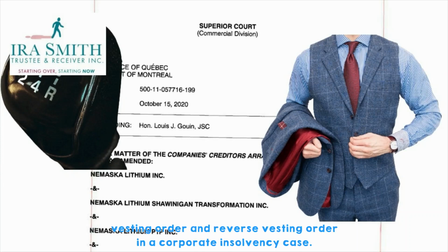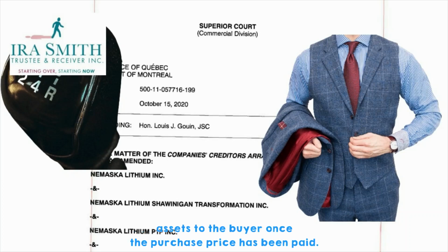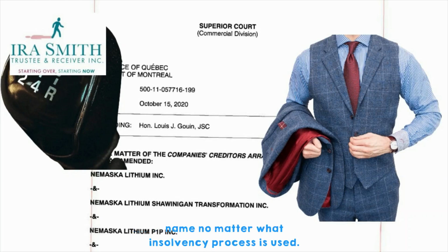Vesting order and reverse vesting order. In a corporate insolvency case, a court may grant a vesting order, which authorizes the sale of a company's assets to the buyer once the purchase price is paid. A vesting order vests ownership in the purchaser as a result of this court order. This is proof that the purchaser is entitled to transfer the assets into its name. No matter what insolvency process is used, this is the use of a vesting order.